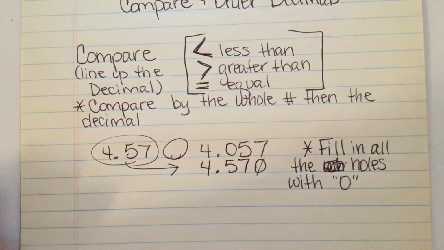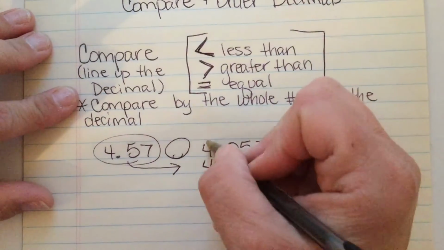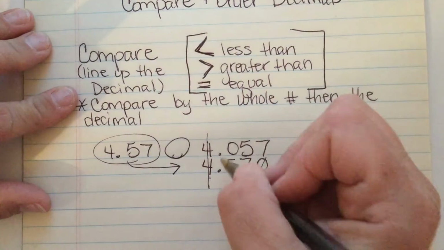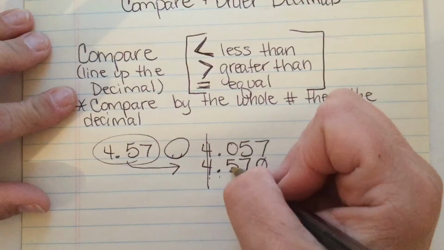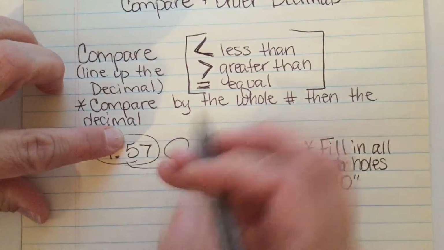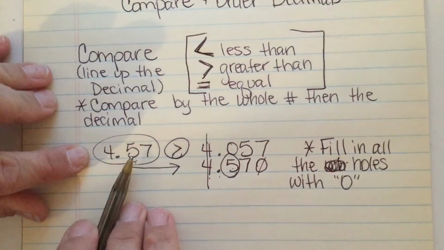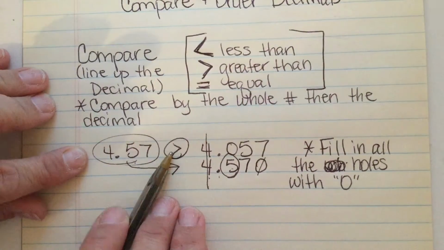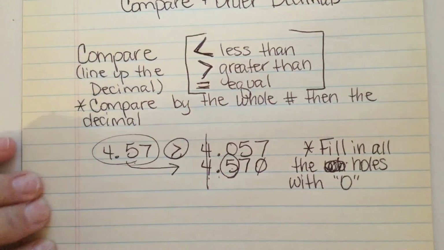And now I'm going to compare, starting at the whole number. 4 and 4 are the same. Decimals are lined up. 0 and 5 are not the same. 5 is bigger, so it came from this side. So 4 and 57/100 is greater than 4 and 57/1000.